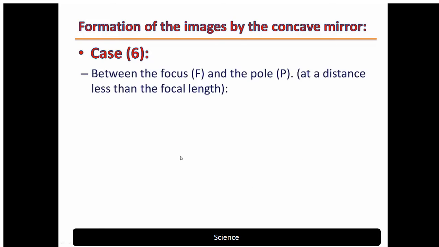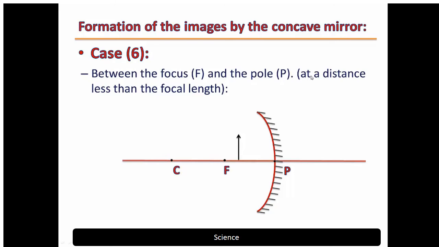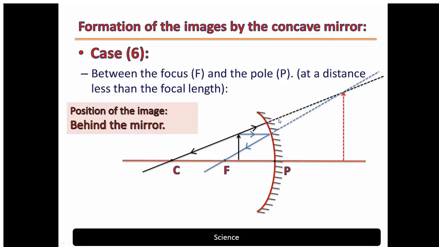Case number 6. If the object is located between the focus and the pole of the mirror, or at a distance which is less than the focal length. By drawing the incident light ray parallel to the principal axis, it will reflect passing through the focus, and the second ray will pass through the center of mirror curvature, so it will reflect on itself. By drawing the extension of the 2 reflected light rays, extensions will be intersected at a point. This is the position of the image.